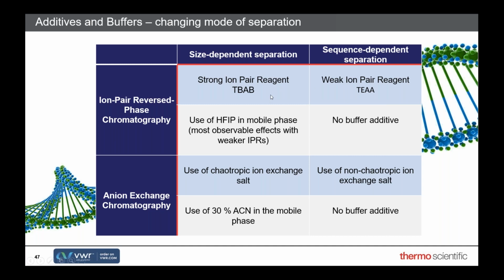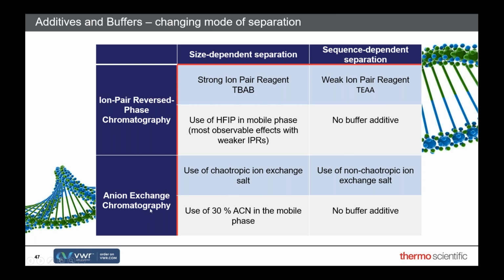So we're now using tetrabutylammonium. It's the bigger, strong ion pair. It's going to push the separation to size. And if you use additives such as HFIP, that also does that. So again, if you want a sequence-based separation and get the biggest possible separation power, just use triethylammonium acetate. No additives, just that sort of ion pair, small ion pair.